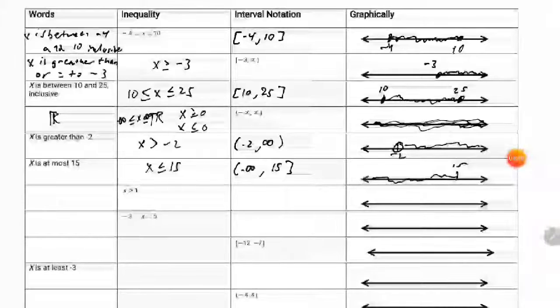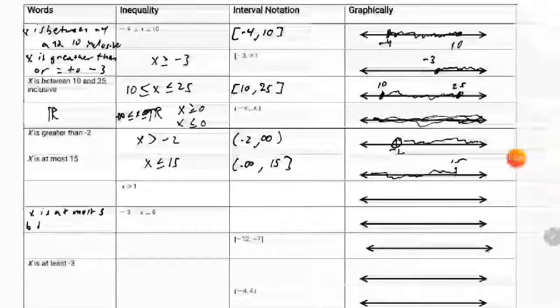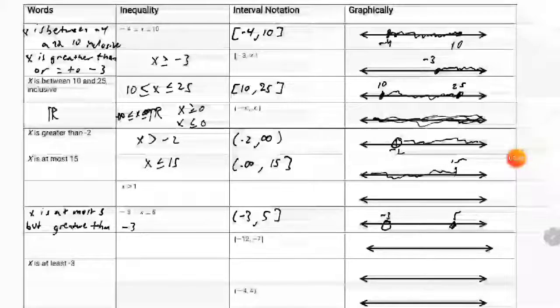Let's do something. Okay. X is at most 5, but greater than negative 3. So negative 3 is our lowest point, but it's not equal to, so we use a parentheses. And then we go to 5, including 5, so we use a bracket. So we have negative 3, and then we have 5, open dot on negative 3, solid dot on 5, and then shade in between.